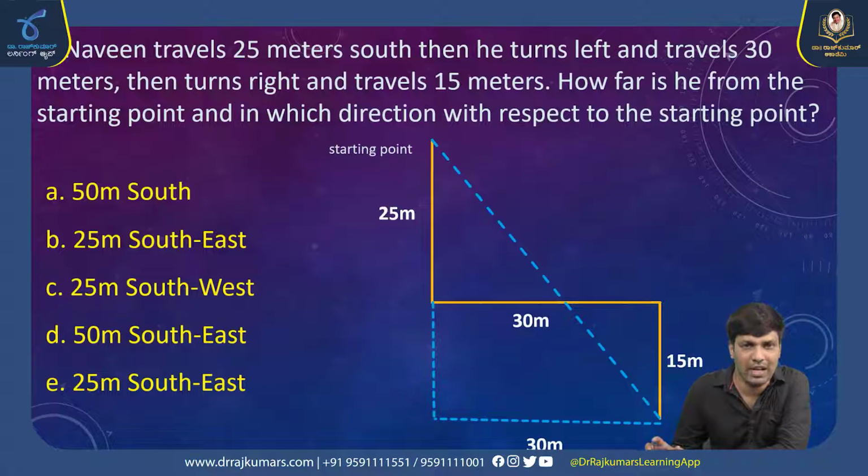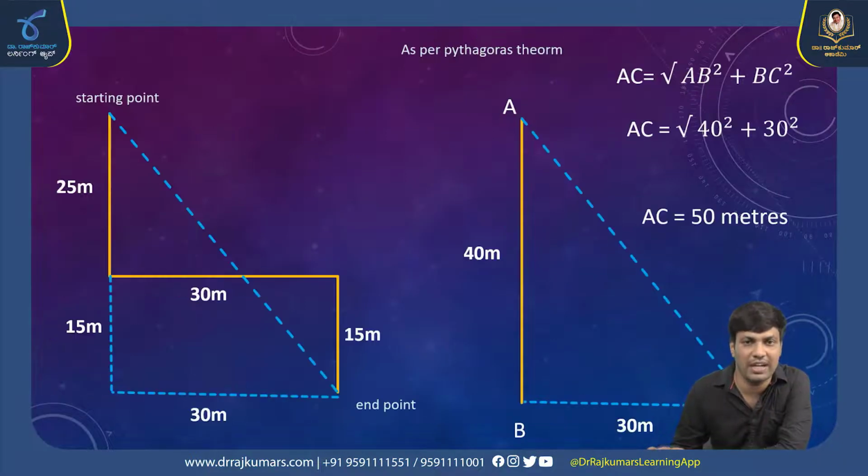By the help of Pythagoras theorem, we can create an imaginary triangle. By the help of imaginary triangle, we can easily find out the hypotenuse distance or a shortest distance between starting point and ending point. Here is the imaginary triangle we have drawn from the previous plots. We have ABC, where AB is equal to 40 meters and BC is equal to 30 meters, and the shortest distance we require is AC, that is from starting point to end point.